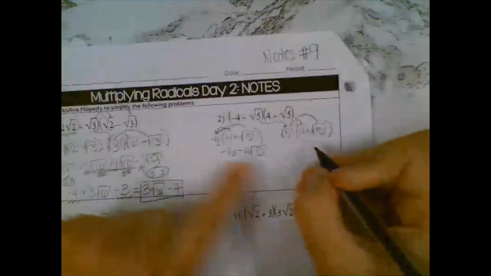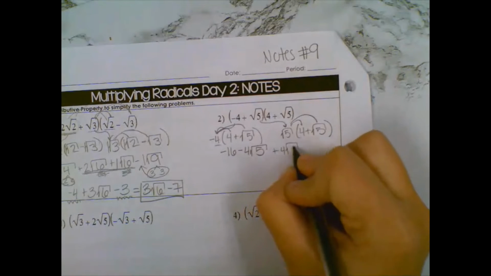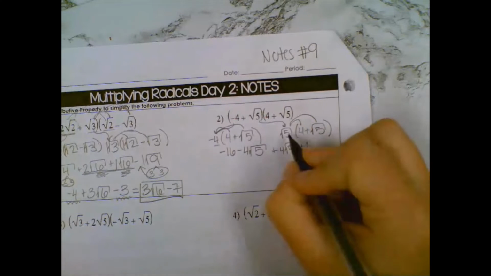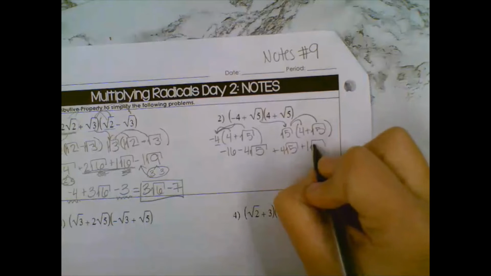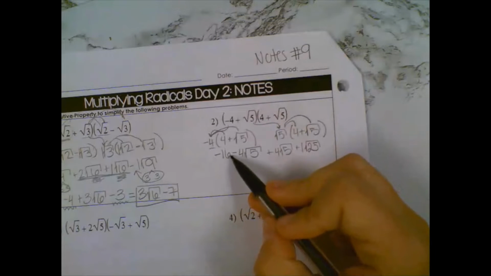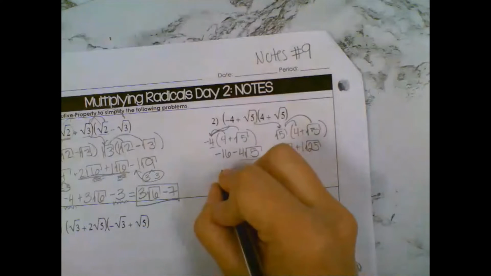And then I distribute again. So root 4, or +4 root 5. And then outside with outside is a 1. Inside with inside, 5 times 5 gives me 25. So this can't be simplified, right? This is a whole number. These two can combine, so I'm going to rewrite this.